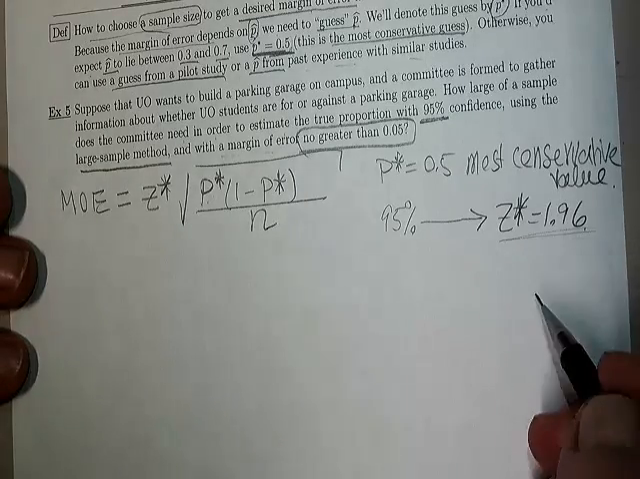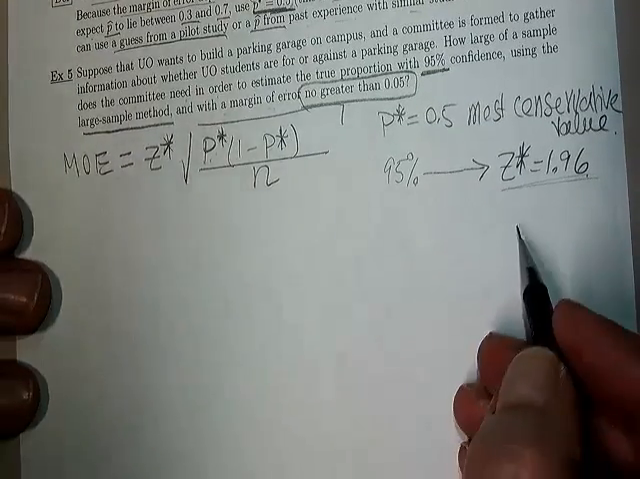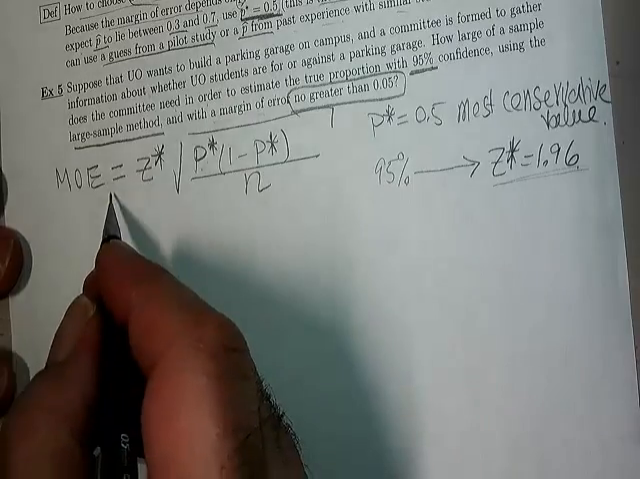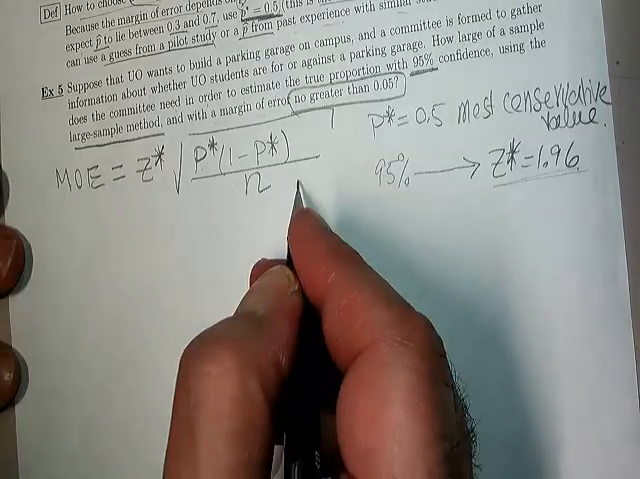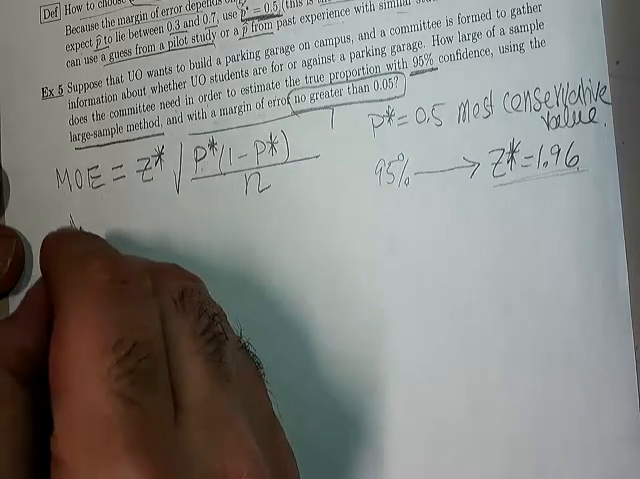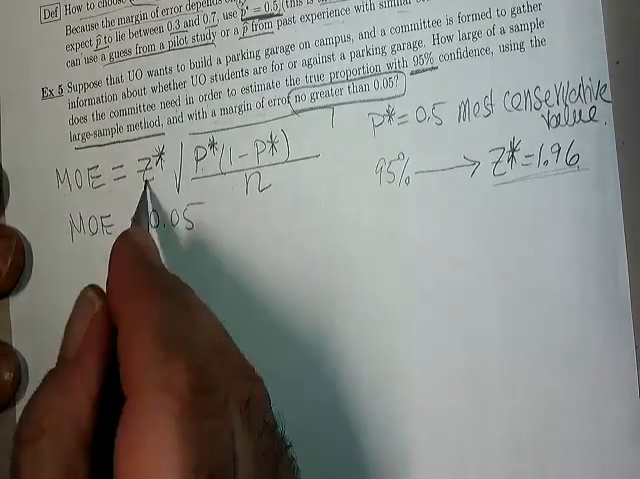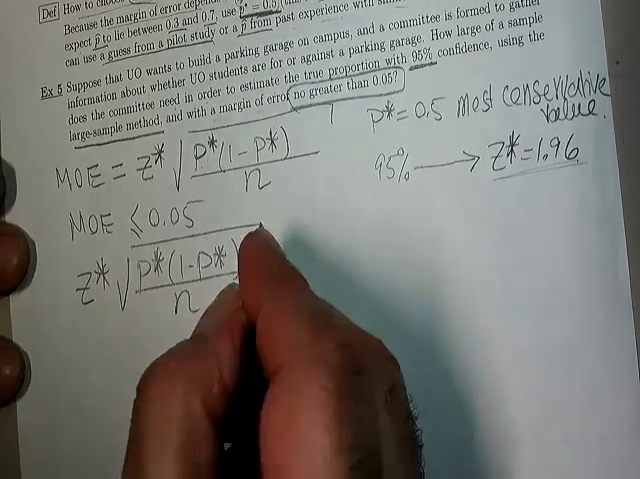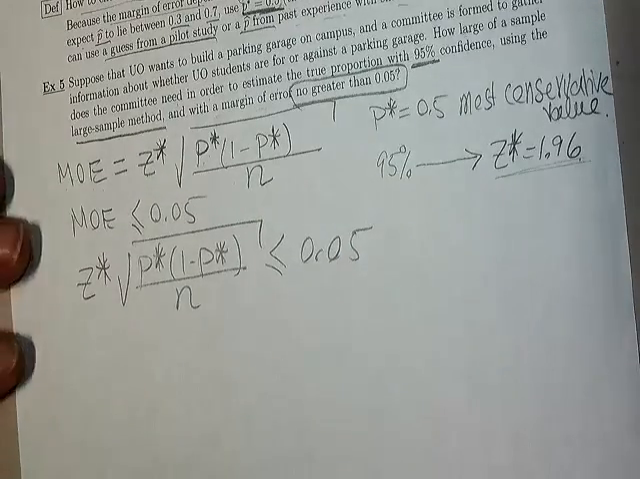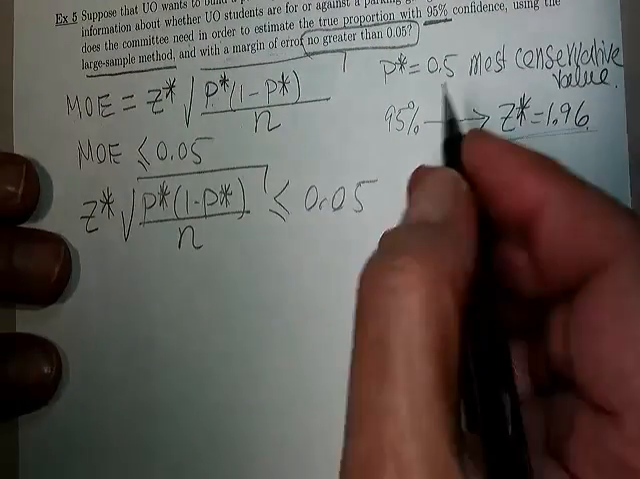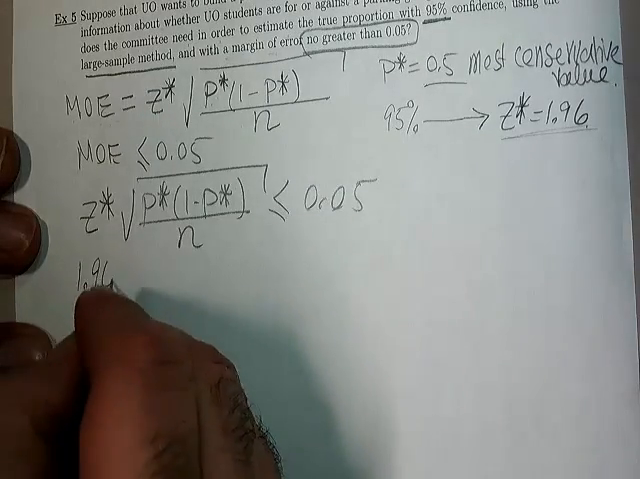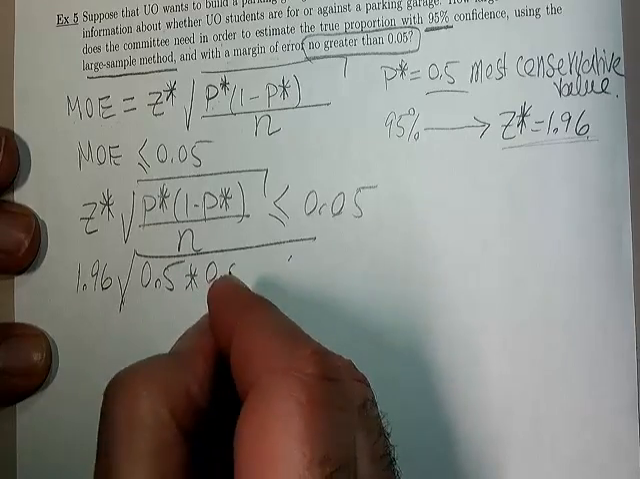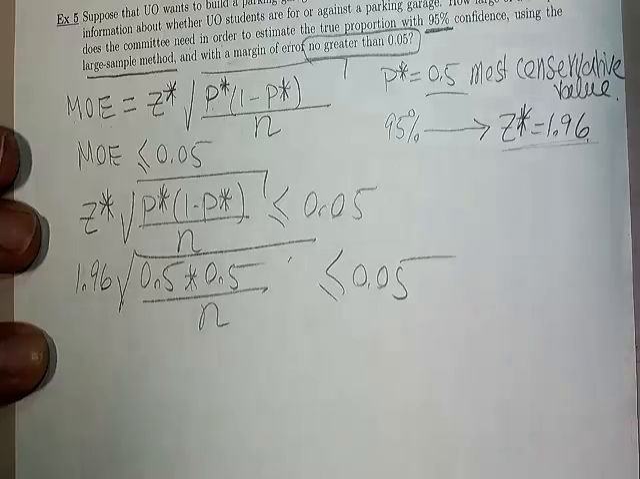I think by now you guys know how to do this one, but if you want it, just say yes. I will show it to you again how to do it. So we have z star to be 1.96. But we want this margin of error to be less than 0.05. Therefore, the formula z star times the square root of p star times 1 minus p star divided by n needs to be less than or equal to 0.05. So let's put the values there. You have 1.96 for z star, 0.5 for p star, 1 minus 0.5, that's another 0.5, divided by n, less than or equal to 0.05.